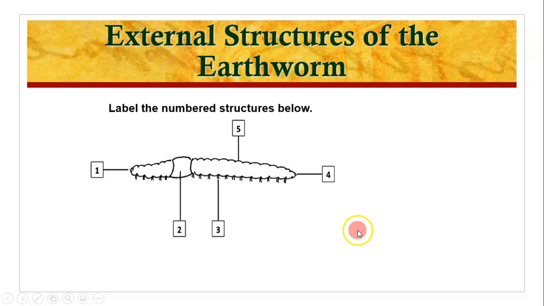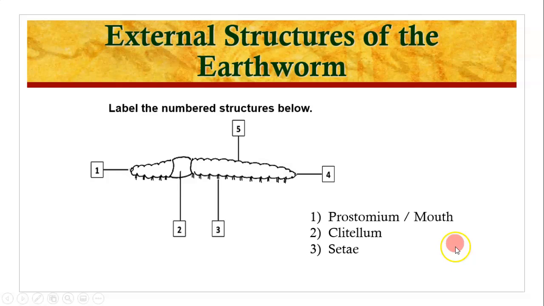So these structures that you do need to label, and now remember, you can pause this video and label on your own time, so that you're not too stressed that I'm going too fast. So number 1 right here in the anterior end is called the prostomium, which is not the mouth, but it covers the mouth. It's the first segment of the earthworm. Then number 2 right here is the clitellum. 3 is pointing to the setae, which we talked about yesterday. Those are those little bristles, those little hair-like structures that help it to move.